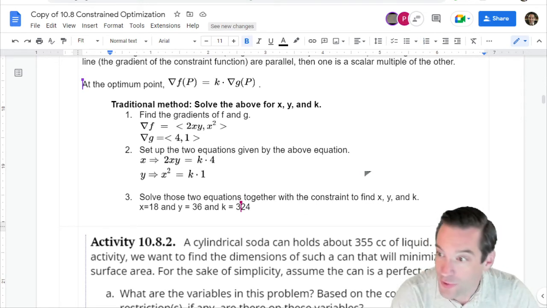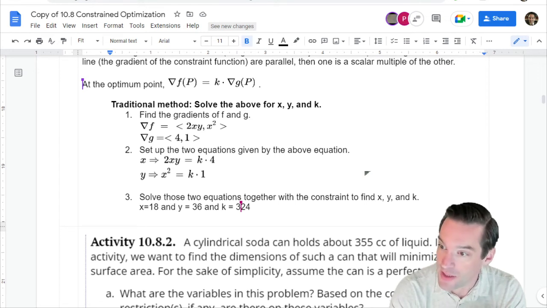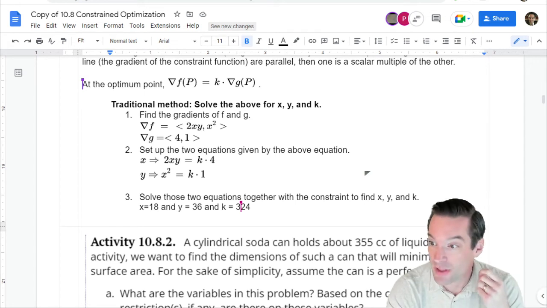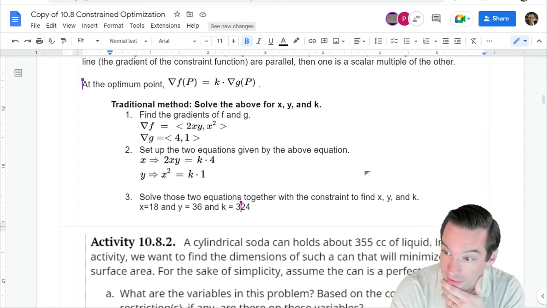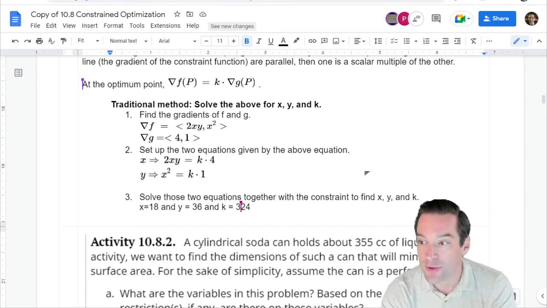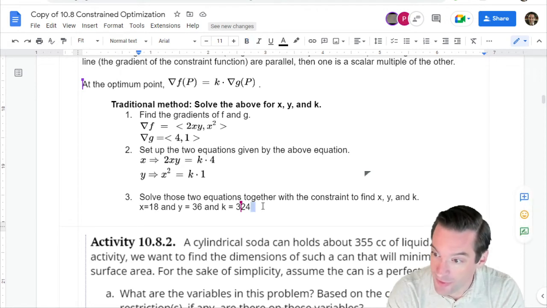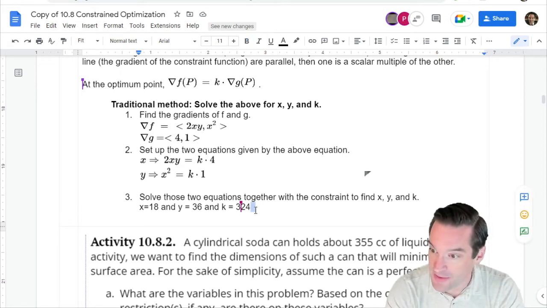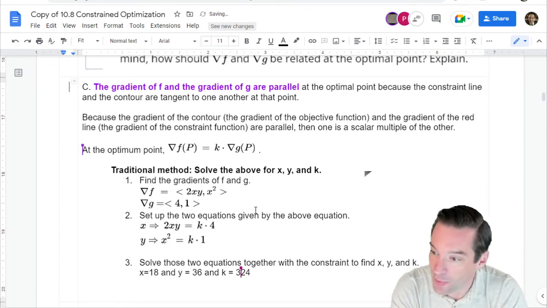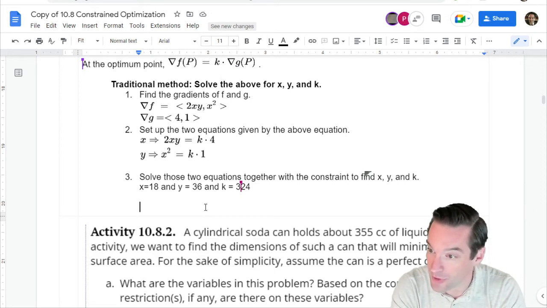So, using the traditional method for finding this optimum ends up giving us this system of three equations. When we set the gradient of f equal to k times the gradient of g, we get 2xy equals 4k, x squared is equal to k, and then the third equation is the constraint, 4x plus y is equal to 108. Solve those together, you end up getting x is 18, y is 36, and k, again, this difficult to interpret parameter called the Lagrange multiplier, has the value of 324.